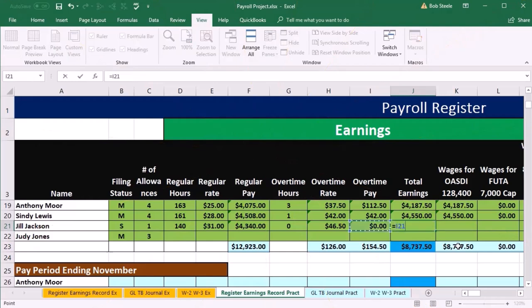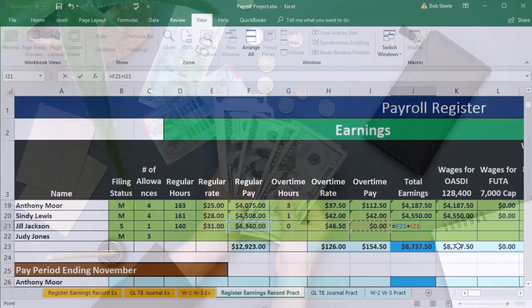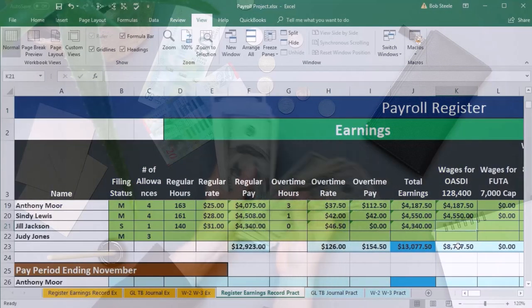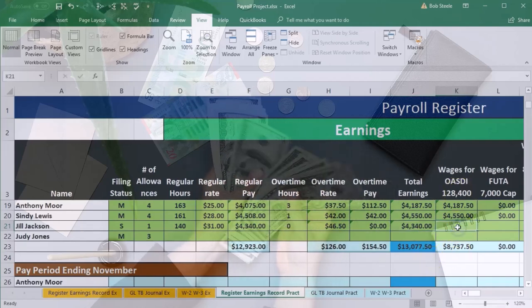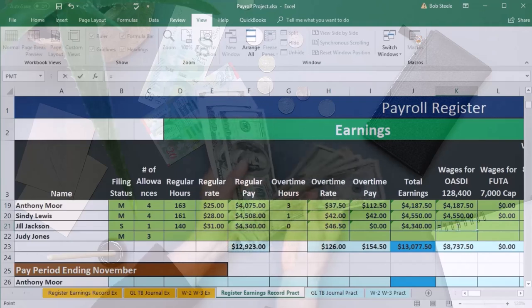Equals, you wouldn't be happy with that. Left, left to the 4,340 plus left once, tab. I must have multiplied that. Okay, so once again, we're not worried about Jill hitting this cap of 128,400. So the OASDI wages are just equals the same amount.